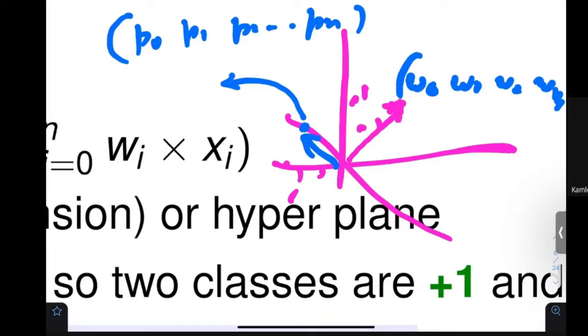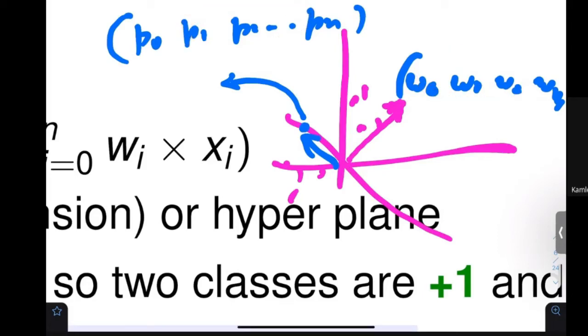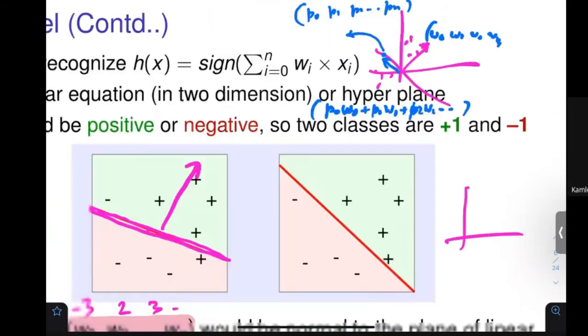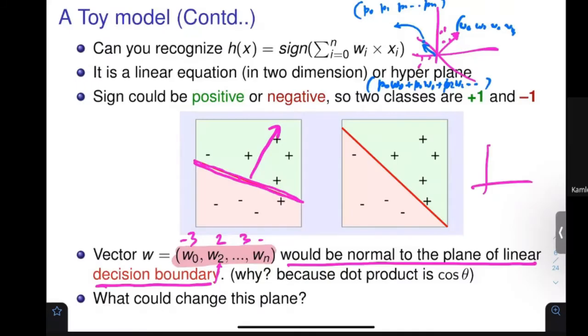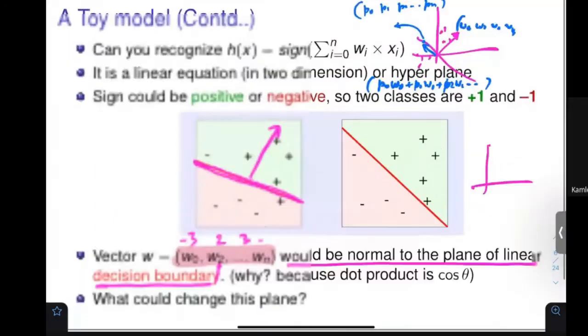What is the dot product between these two vectors? It is going to be p0 w0 plus p1 w1 plus p2 w2, and so on. What is this thing? You know that if it is a line and it is passing through zero, this value is going to be zero, because anything that lies on this particular line is going to satisfy this equation. This is the equation of the line, and it is going to be zero.